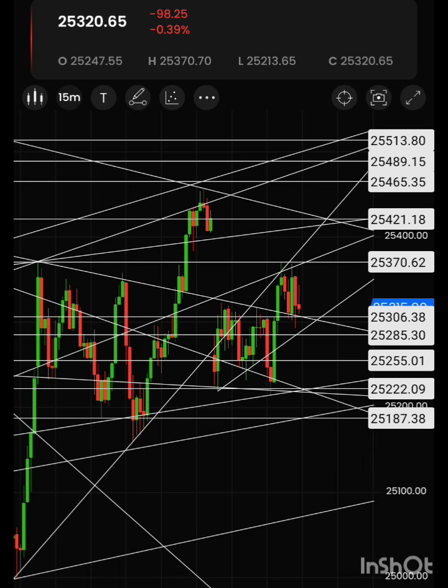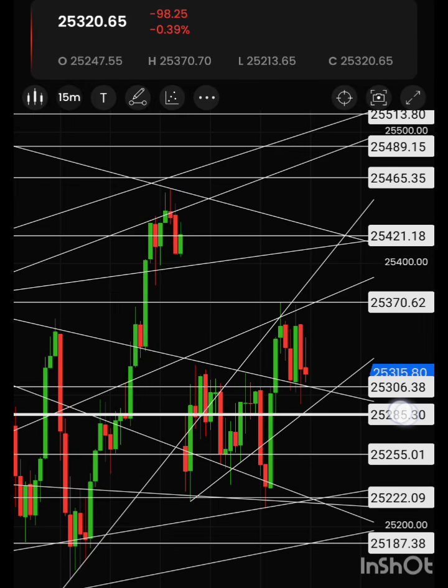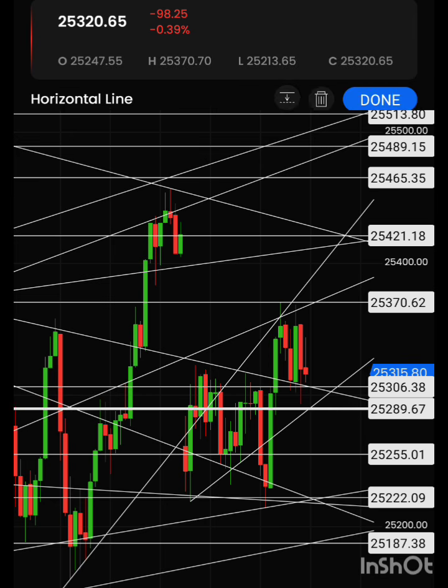Now we closed above 25,300. That's a good sign for Nifty, as it's trading above a resistance. If we do not hold that range, then we have a support nearby, around the 25,288 to 25,290 range. Below this we will have a slightly negative downtrend movement.